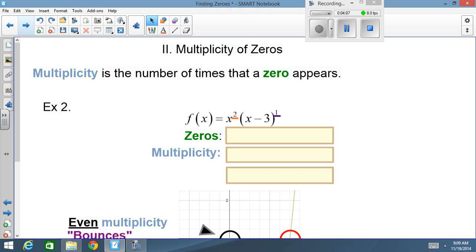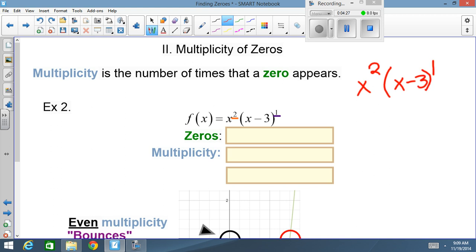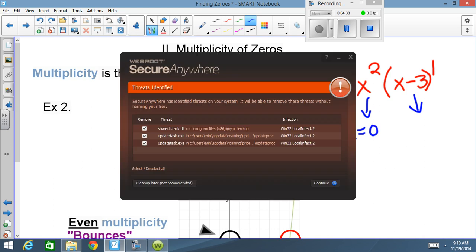Okay. So now there's this thing called multiplicity, and this is the number of times that a 0 appears. It sounds more complicated than it really is. So if you look at this function right here, f of x equals x squared times (x minus 3) to the first power, I know I'm going to have two different solutions. I'm going to have a solution here and a solution here. Here, my x is going to equal 0.